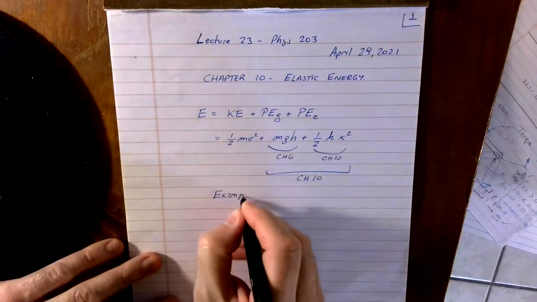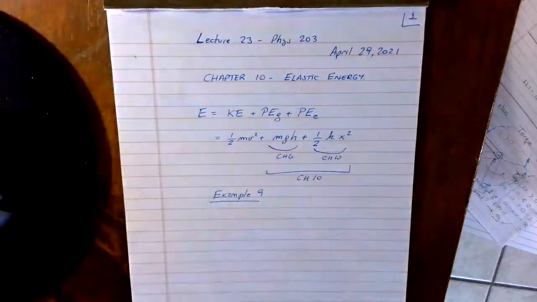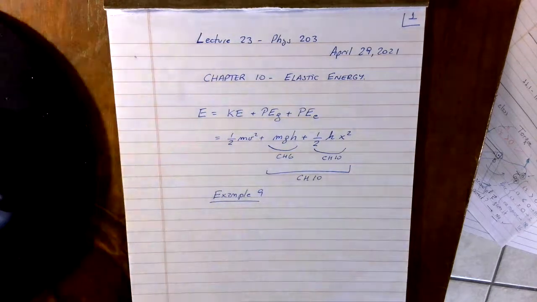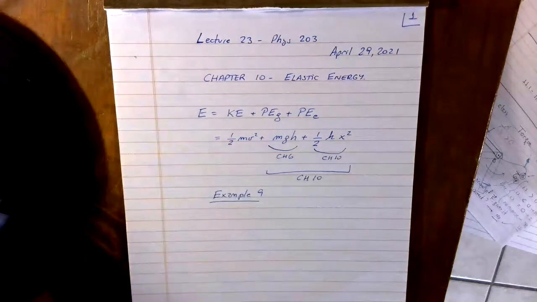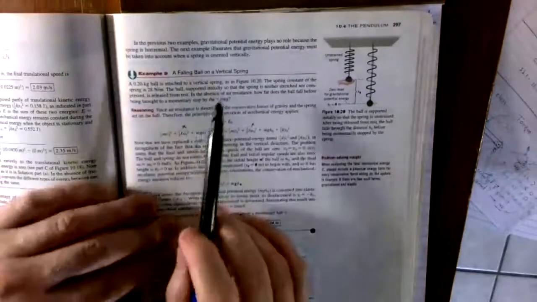We're going to do example number 9 from the book. Okay, let's show the example here. A falling ball. Oh, can you see? Let me see. I lost it. Okay, yeah, you're right. Okay, hope that you see the book.